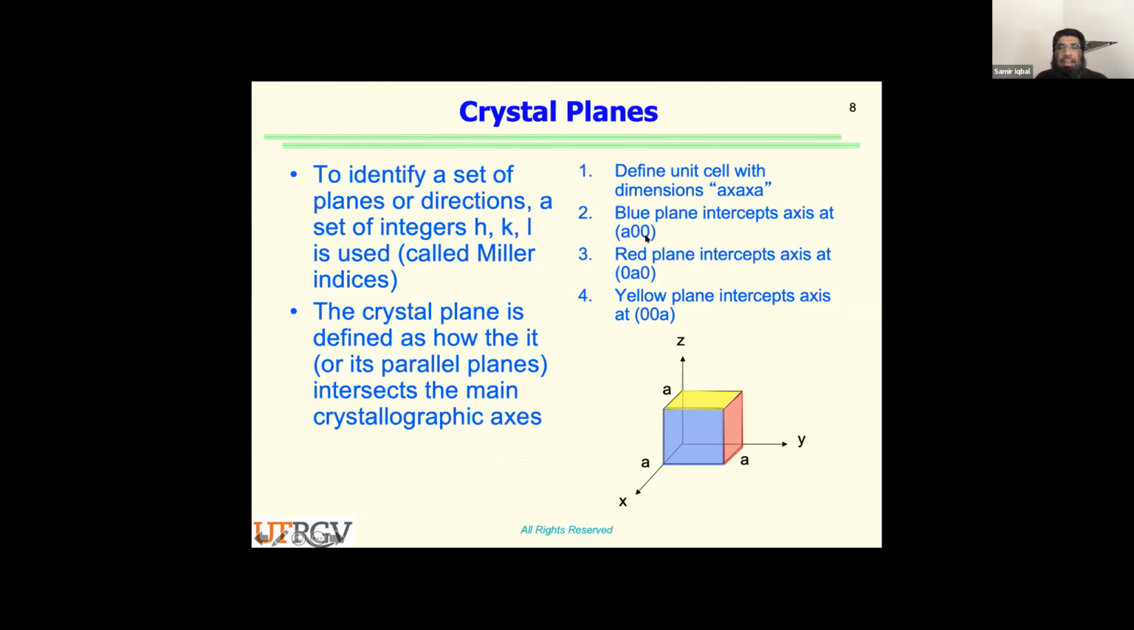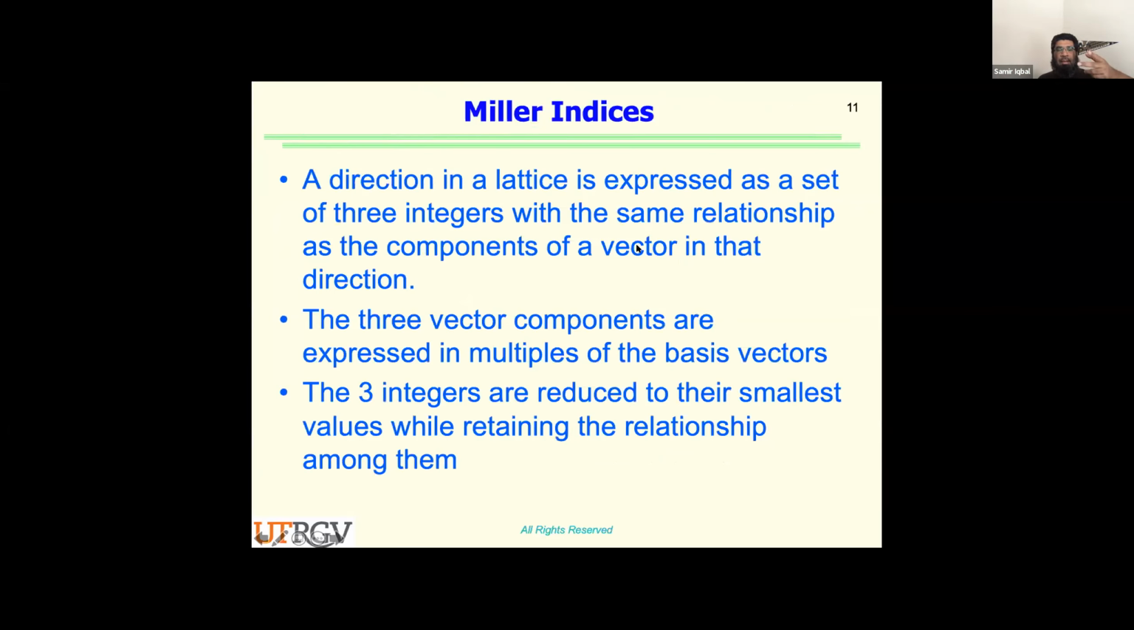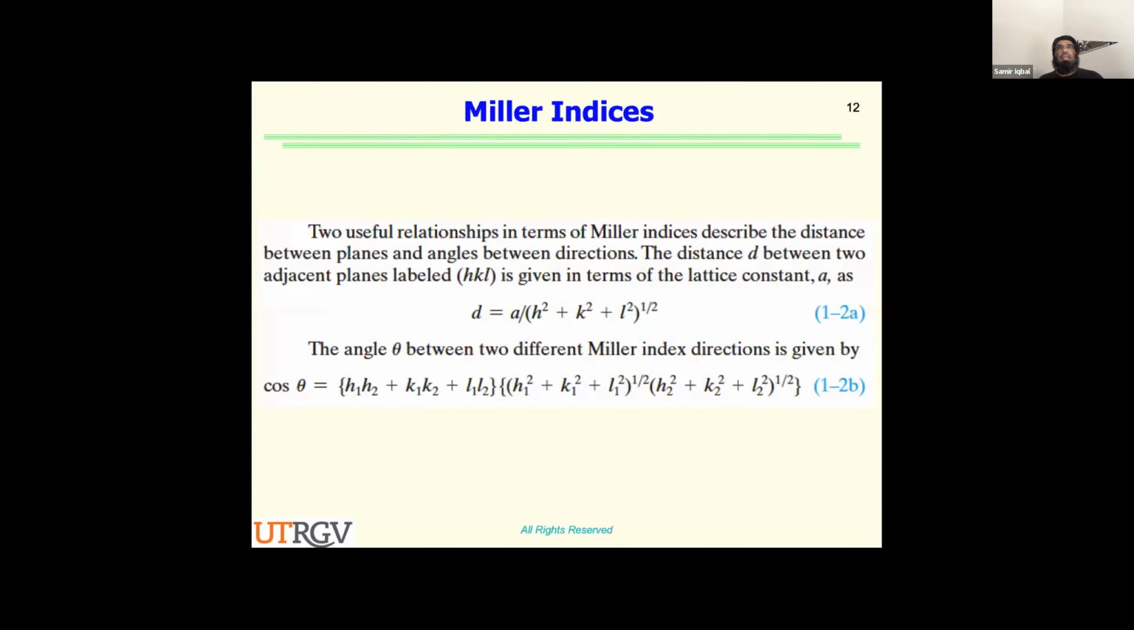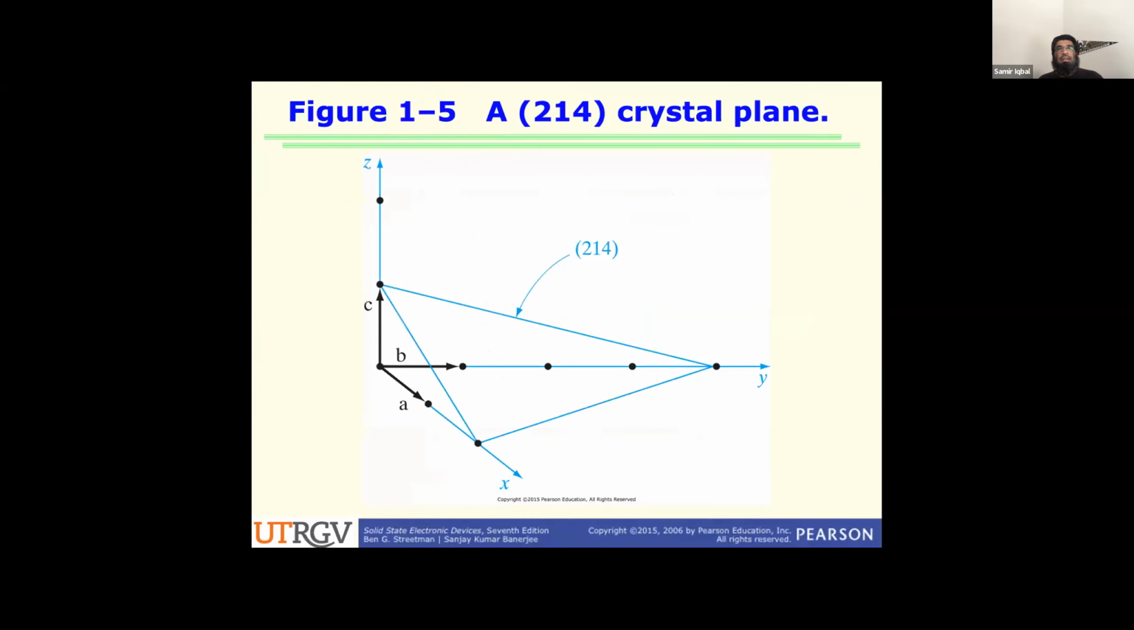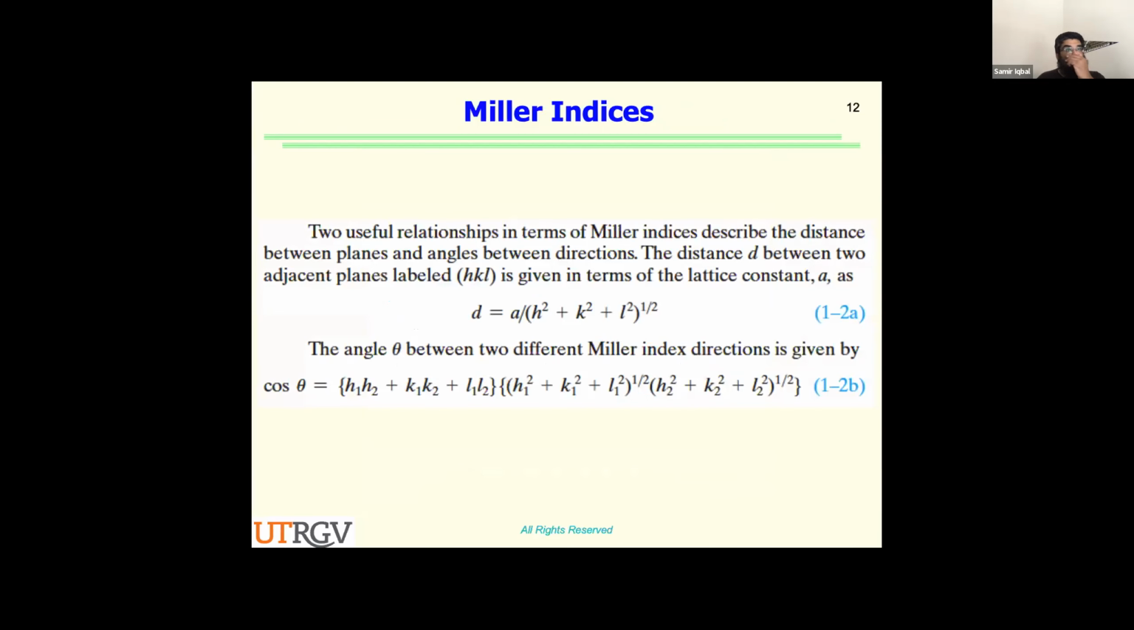We find the intercept. The second step is we invert that intercept. We do 1 over that intercept. And once we do that, 1 over that thing, then we have to multiply with the common denominator. Let me take a step back. I've gone too fast here.